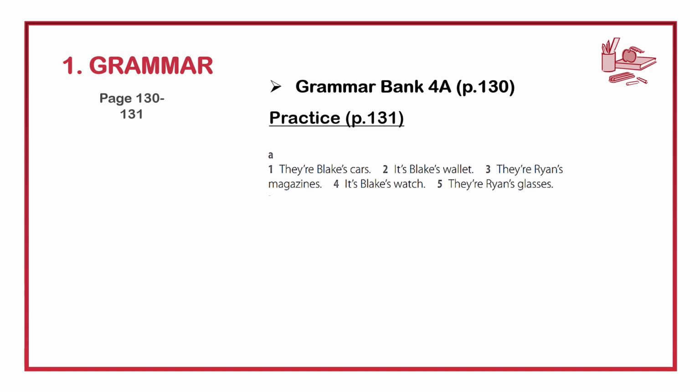Now go for part B. Circle the correct form. Monica Cruz is Penelope's sister or sister's Penelope. Of course, the first one is correct. Penelope's sister. The owner always comes first, and then we have apostrophe S. Now please do the others in 2 minutes.